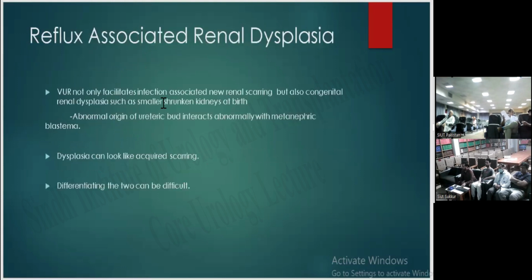Reflux associated renal dysplasia: VUR not only facilitates infection associated new renal scarring, but also congenital renal dysplasia, such as smaller shrunken kidneys at birth. An abnormal origin of the ureteric bud interacts abnormally with the metanephric blastema, which leads to the dysplasia. Dysplasia can look like acquired scarring, and differentiating the two can be difficult.